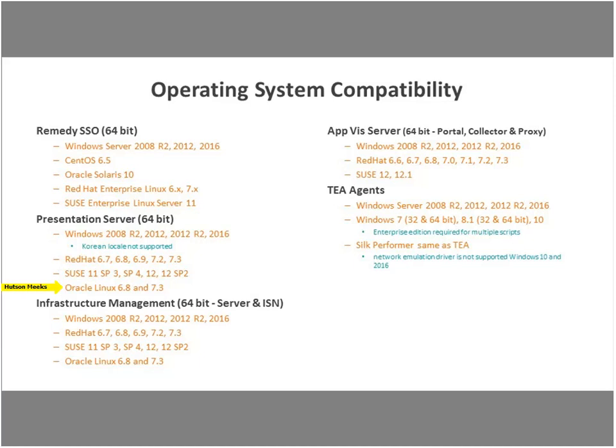Another thing to pay attention to over here is the Enterprise Edition for Windows. For these different operating systems, if you're using the TEA agent on Windows, we require the Enterprise Edition for these platforms. You can't use the standard edition if you're going to implement multiple scripts. So what we're talking about here is that a single TEA agent may be running multiple synthetic transaction scripts.